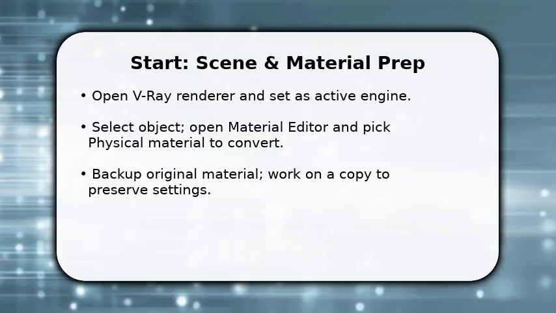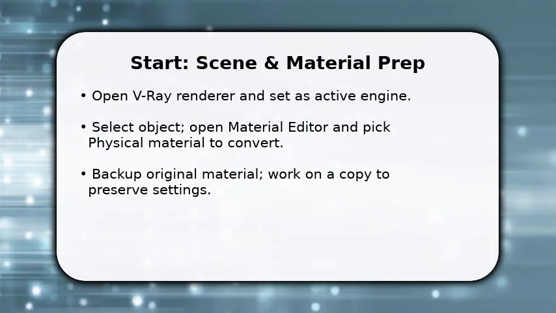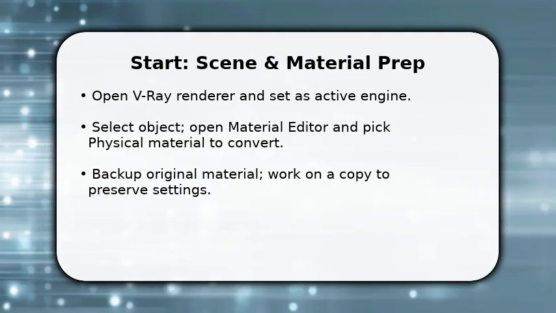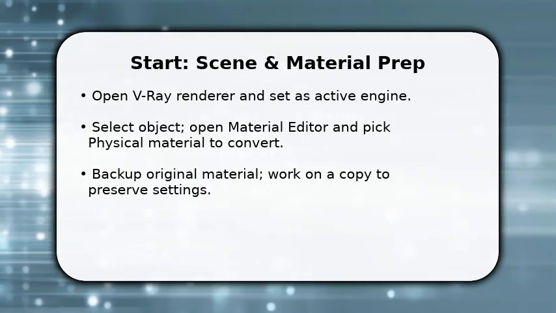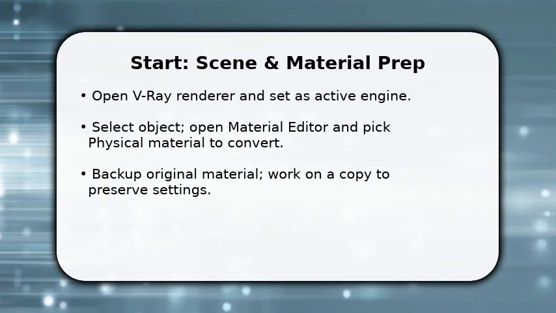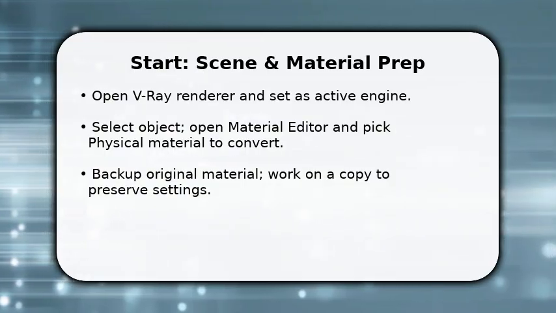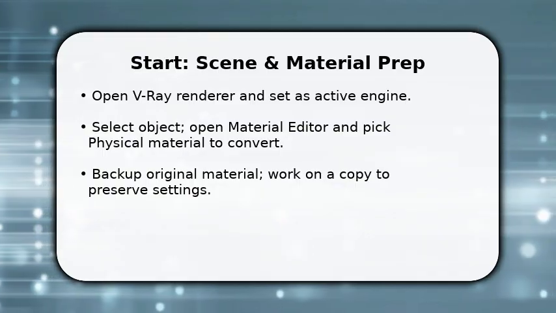You start by targeting the object and making a copy of its physical material so nothing is lost. Open V-Ray as the active renderer and launch the material editor. Once done, choose the physical material and prepare to convert it. You do this because V-Ray materials use different parameters and optimize slots, so converting early prevents surprises.